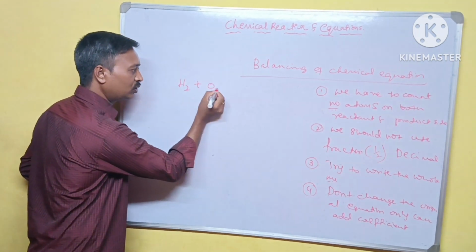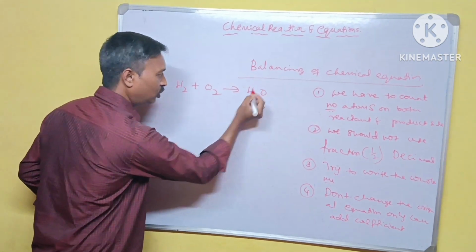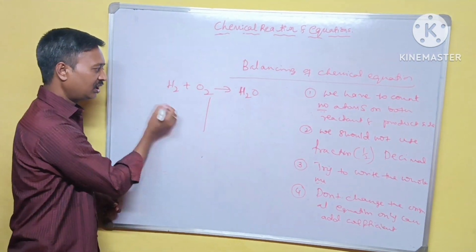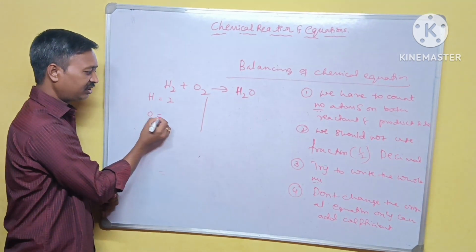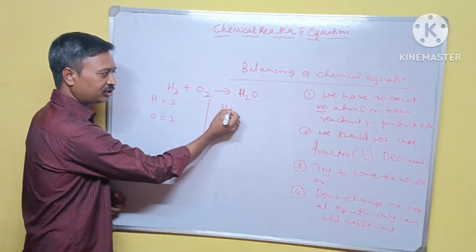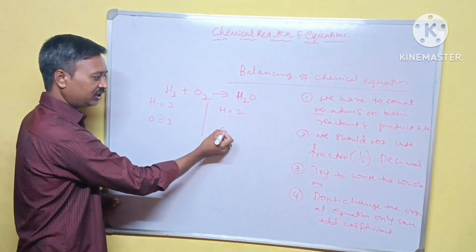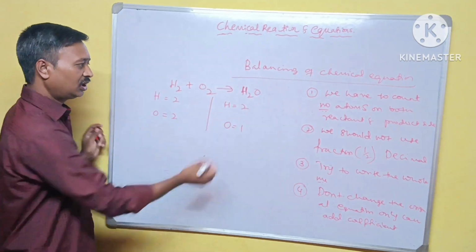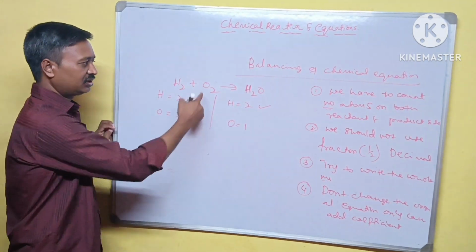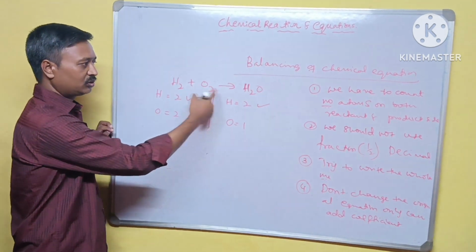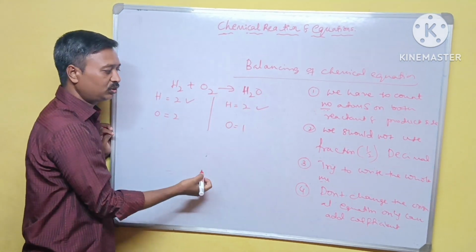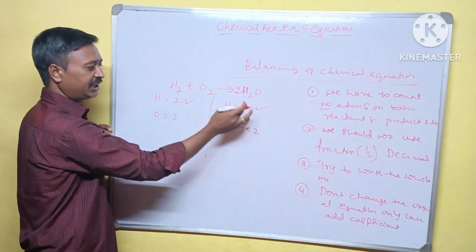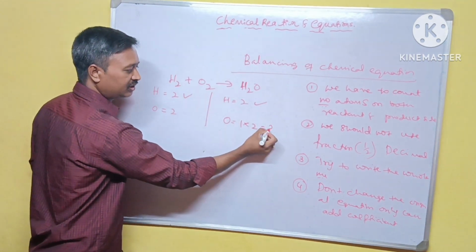H2 plus O2 gives H2O. Now the first step: how many H? 2 H. How many oxygen? 2 oxygen. On this side, how many H? 2 hydrogen. How many oxygen? 1 oxygen. Is it balanced? No. So what must we do now? H was balanced. This side oxygen was balanced. So we need to change the oxygen into 2. Multiply this side by 2.